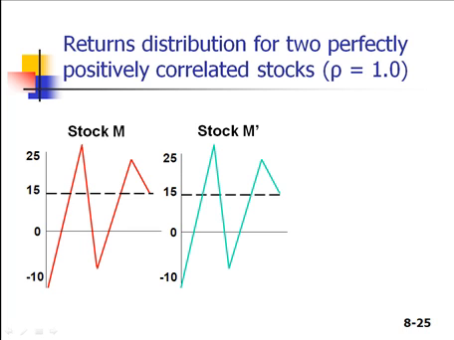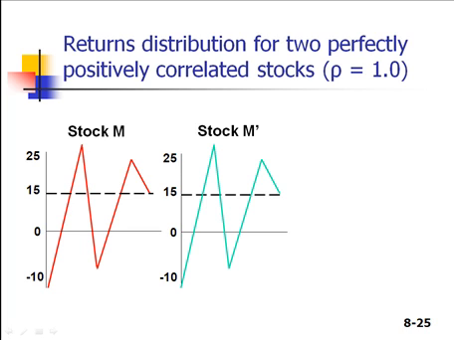Again, because it's perfect positive correlation, that means that if you tell me what stock M does, then I can tell you for sure what stock M prime also does. And I can also tell you, because it's positive correlation, that they are moving in the same direction. That is, when one of them does better than expected, then guess what? The other one's also going to do better than was expected.